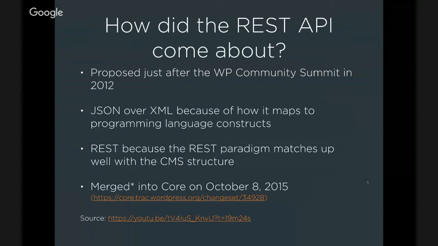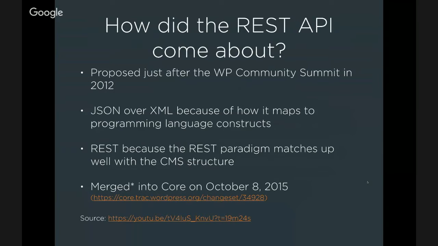Along the same lines, they decided on the REST paradigm because it matches up very well with kind of a CMS structure. With REST architecture, you have resources. And those map very well to the concept of posts or pages and stuff like that in WordPress. So it was pretty easy to make that shift in thinking. So that was when it was proposed. A lot of work has been done on it since then. It was initially targeted for one of the version 3 releases of WordPress. I think it was 3.6.